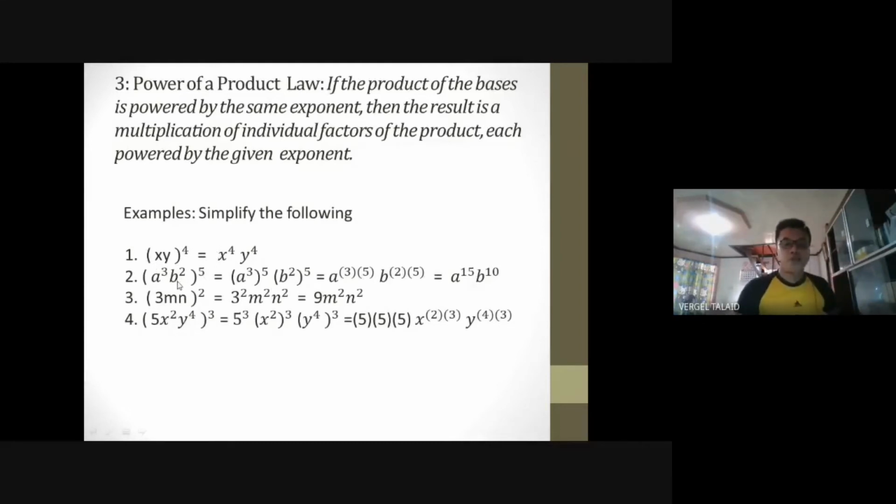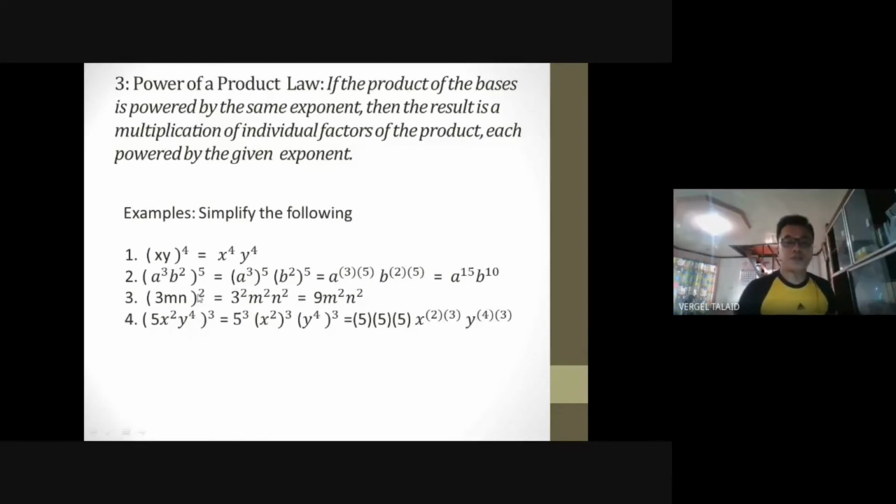For number 2, we have the quantity a cubed b squared raised to 5. So multiply 5 by 3 and multiply 5 by 2. That is a to the power of 15, then b to the power of 10. Still, the numerical coefficient here is 1. So 1 raised to the power of 5 is still 1.